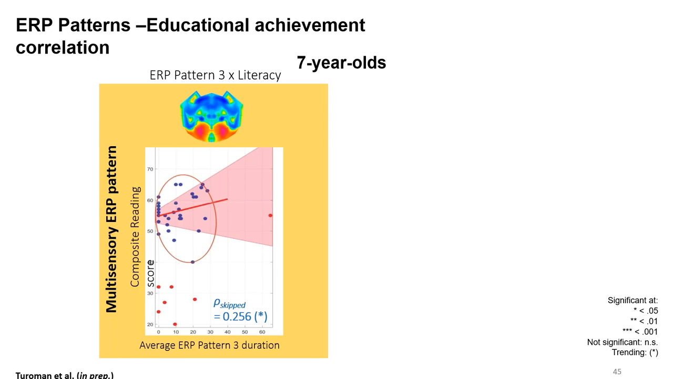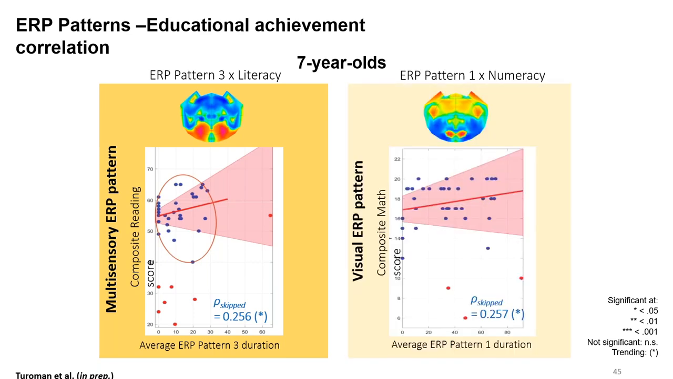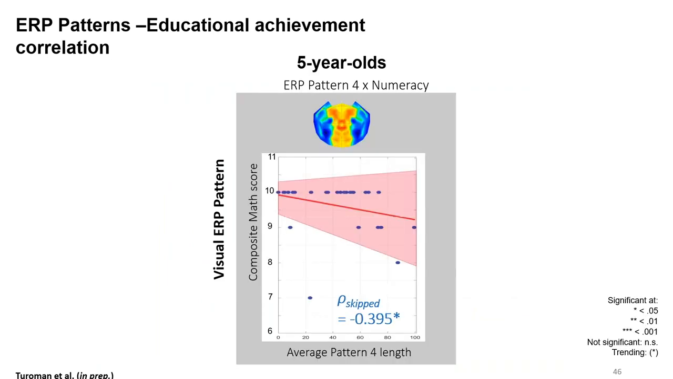So for 7-year-olds, what we found is that one of the multisensory ERP patterns in its duration was associated with the scores on the literacy tests. And another pattern that was associated with visual selective attention was correlated with the score on the numeracy tests. For 5-year-olds, we found one of the visual patterns was related in its duration with the score on the standardized numeracy test.